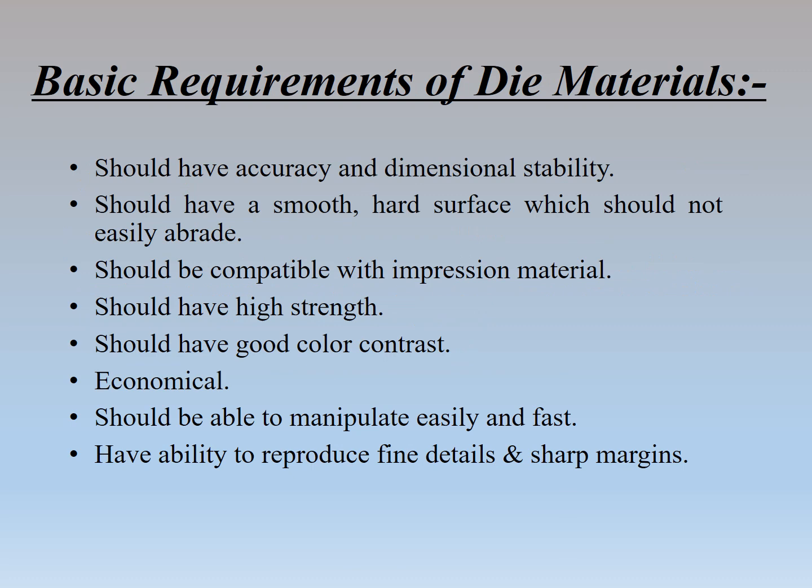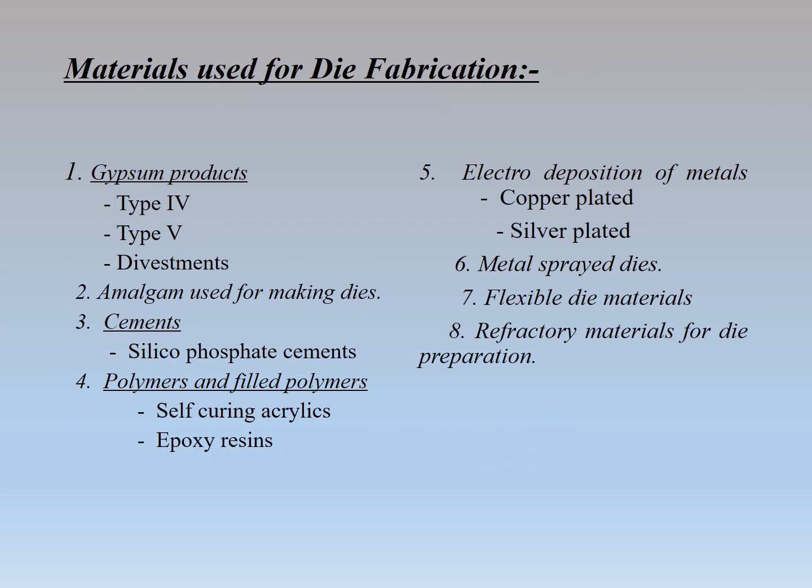Okay, all right, coming to basic requirements of die materials, it should have accuracy and dimensional stability. It should have a smooth hard surface which should not easily abrade. It should be compatible with the impression material. It should have high strength. There should be a color contrast. It has to be economical. It should be able to be manipulated easily and fast, and should have the ability to reproduce fine details and sharp margins. Okay, so these are the requirements of the die materials which we are using.